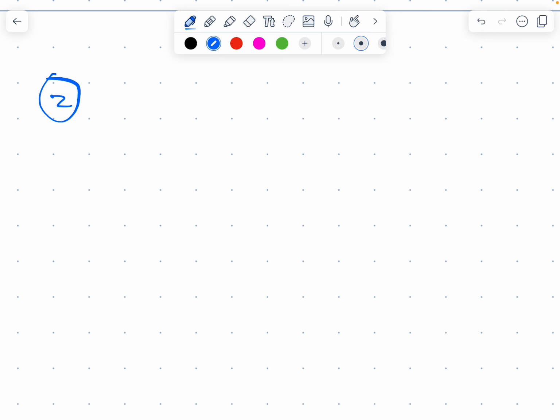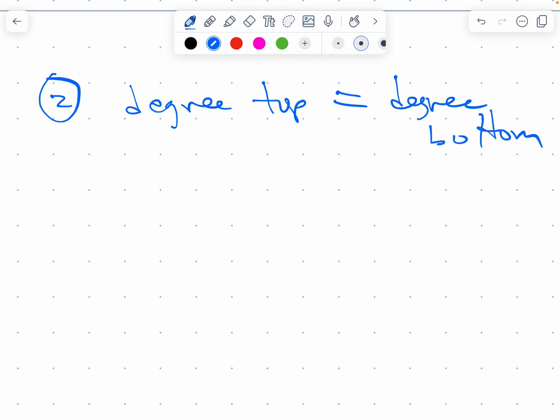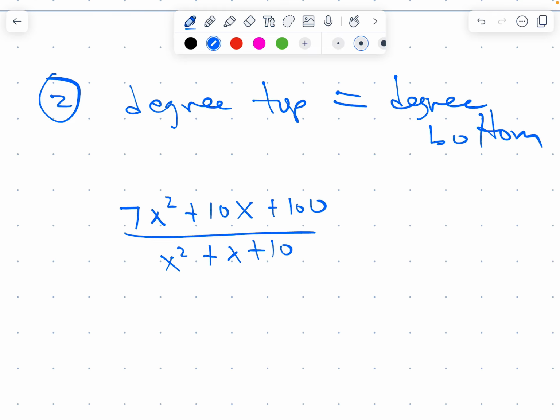Case number 2. Case number 2 is when the degree on the top and the degree on the bottom are the same. So an example of this, let me just write this. Degree of the top equals degree of the bottom. So as an example of this, let's do 7x squared plus 10x plus 100. And on the bottom, we've got x squared plus x plus 10.